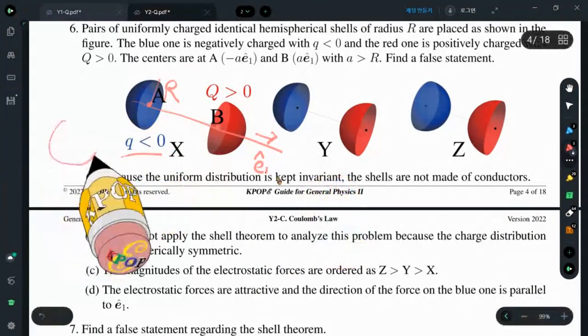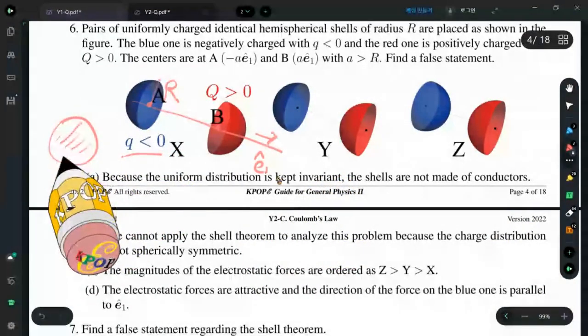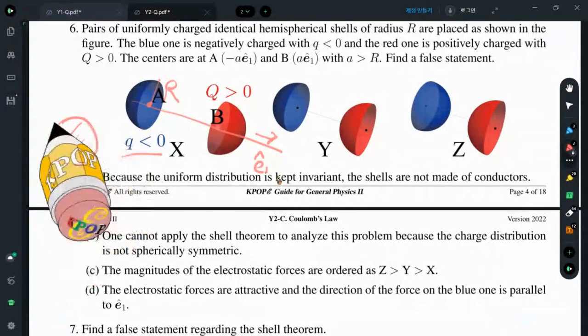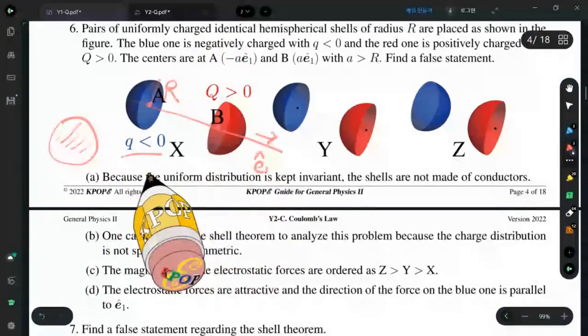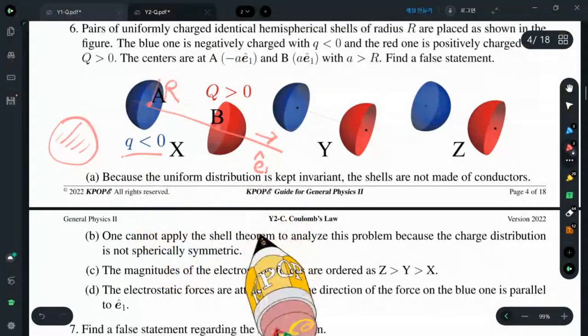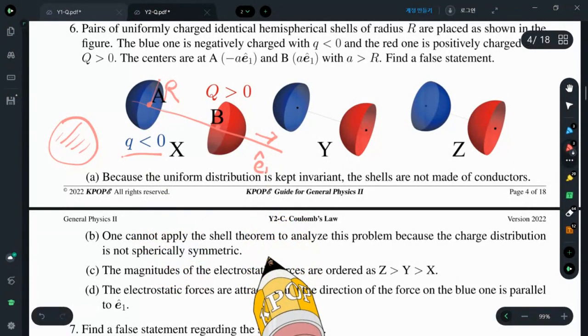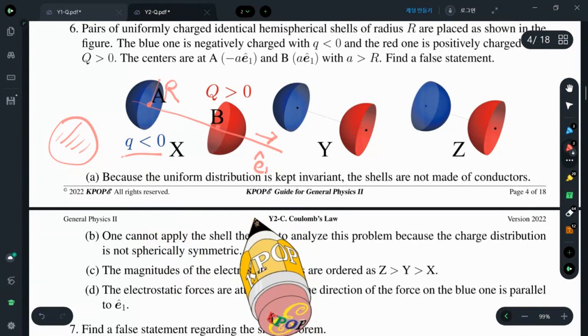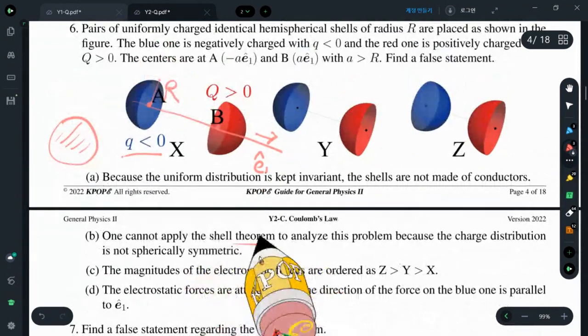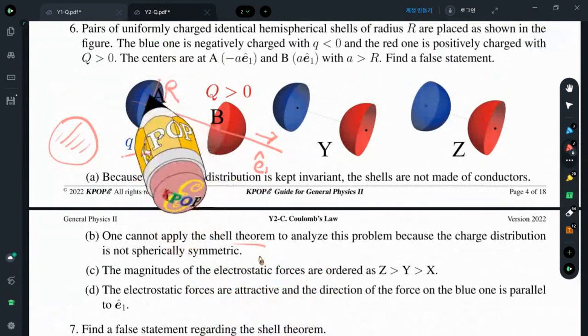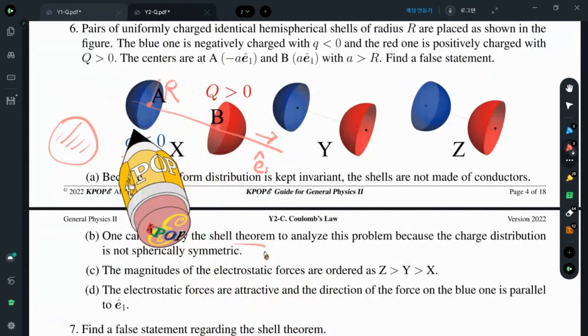And if it is a closed one, the electric field inside the conductor must vanish. This is closely related to the shell theorem. However, if you apply the shell theorem, the distribution of electric charge must be spherically symmetric. One cannot apply the shell theorem here, right? Because the charge distribution does not show spherical symmetry.